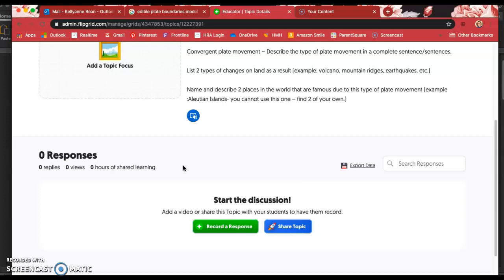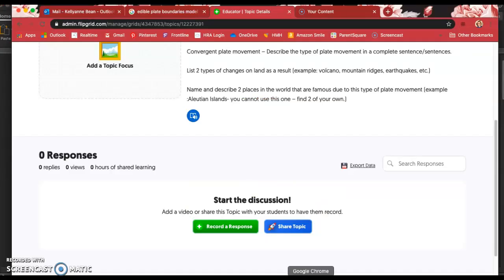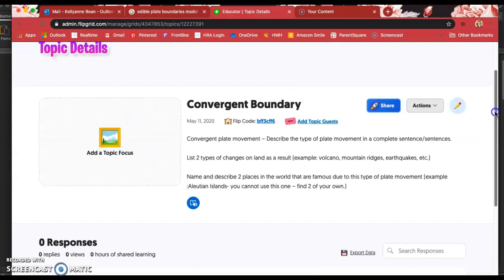Okay, so what is your objective for today? Like I said, you are going to be creating this convergent plate boundary with any materials that you can find in your house. Okay. In your project, remember you must tell me the 2 types of changes on land. You need to describe 2 places in the world. You need to tell me what kind of plate boundary it is, what is happening. Like I said, there is one of 2 ways that you can do this. You can submit it through Flipgrid. Like I said, I'm going to share this link. Or if you want, you can just go to general email and send it to me through there. That's perfectly fine as well. However you're more comfortable, it is completely up to you on how you want to send it to me.